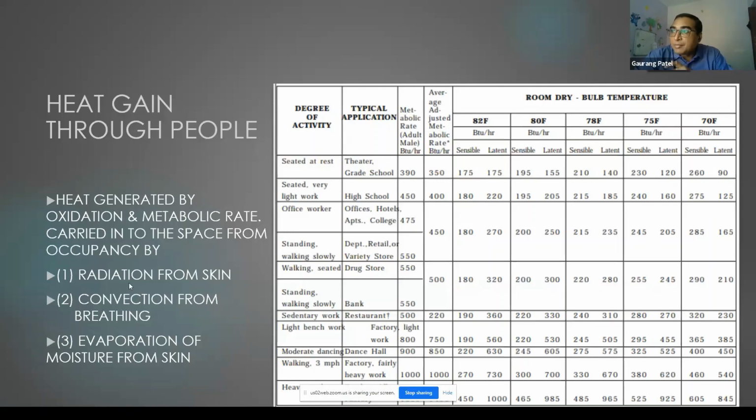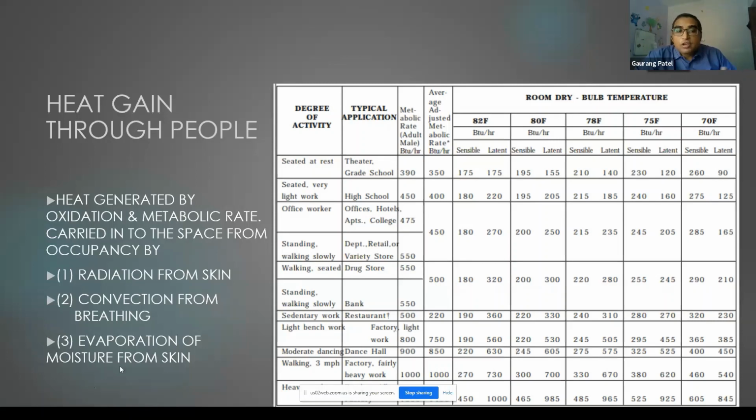Whatever figures are given here cover the radiation from the skin, because you are a high temperature heat source for the room, since the room temperature is 24 degrees and your body temperature is 36 degrees. Then convection heat transfer by breathing, you breathe in and breathe out. Whenever you breathe out, the outgoing air is at high temperature, and that breathing out comes as a latent load also, because the air carries some moisture depending upon your activity.